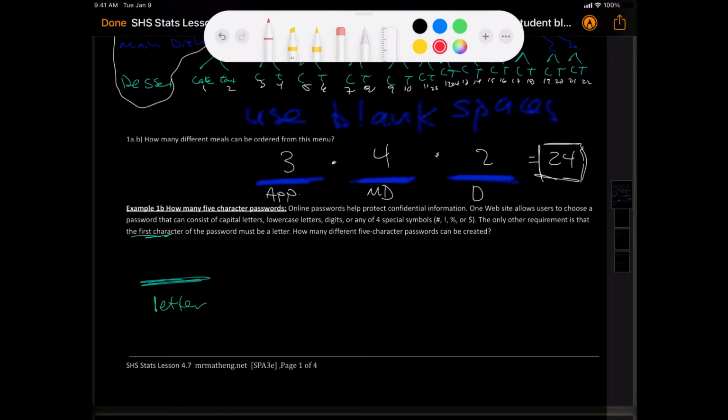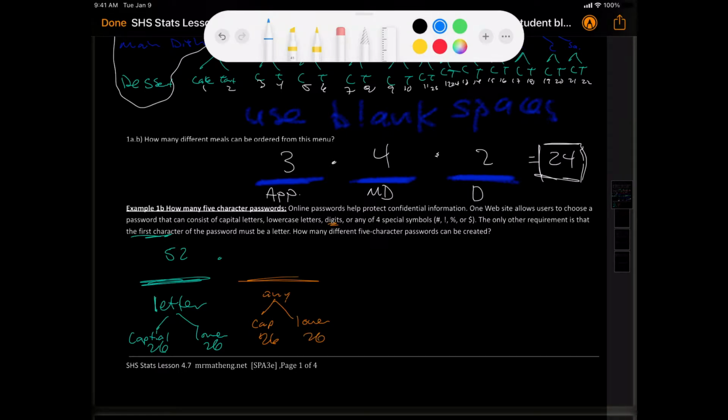There are 2 sets of letters. There's capitals and lowers. So there's 26 capital letters and 26 lowercase letters, which means you can choose from 52 of these. Okay, then it basically says that there can be any of these. So this would be capital, lower.